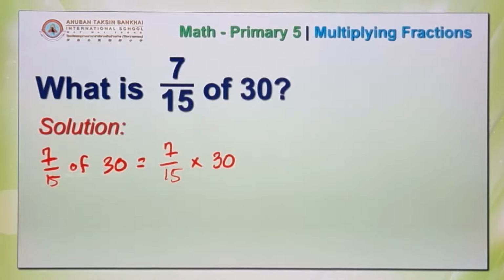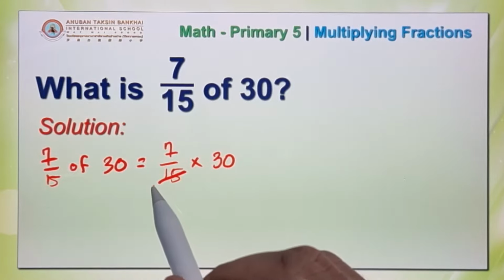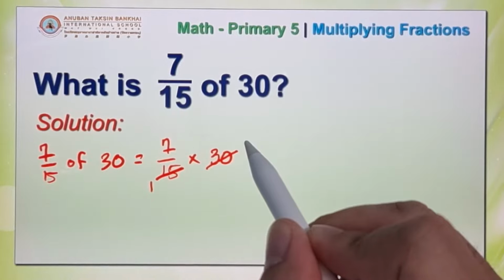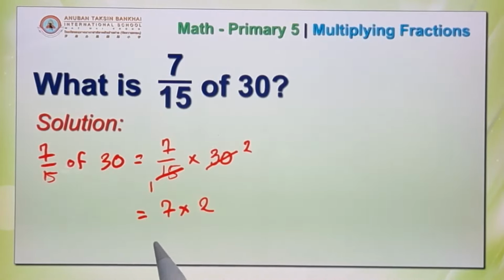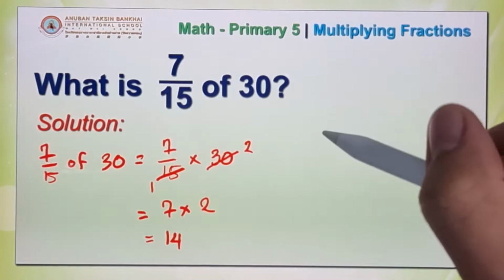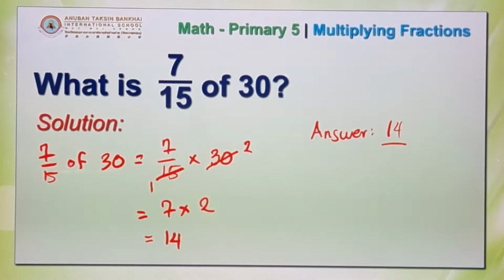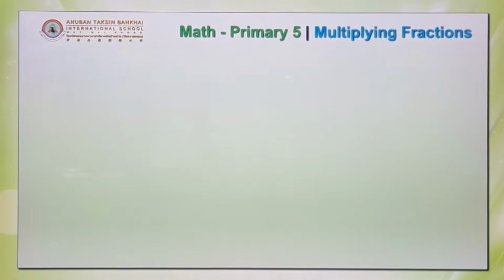And we can use 15. Let's divide these two numbers by 15. So 15 divided by 15, that is 1. And 30 divided by 15, we have 2. Okay, so since this is 1 already, we can write this as 7 times 2. So our answer is 14. So our final answer is 14. Okay, so that is very, very simple. Now let's have another example.